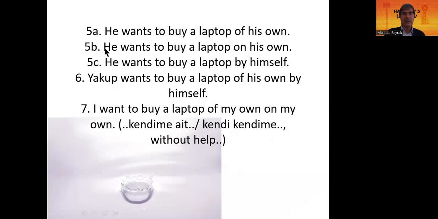Okay. 5A. He wants to buy a laptop of his own. B. He wants to buy a laptop on his own. He wants to buy a laptop by himself. Jakub wants to buy a laptop of his own by himself. 7, I want to buy a laptop of my own on my own. Yeah, by myself.